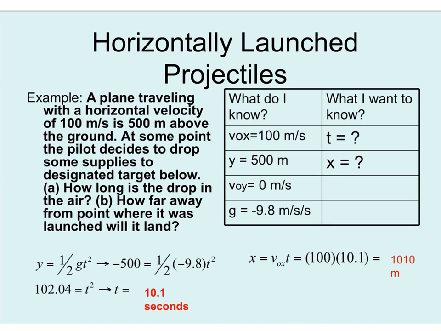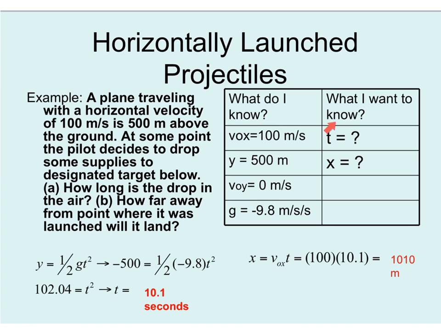Now, the first thing we know is that our horizontal velocity was 100 meters per second. We know the height was 500 meters. And we know that our initial vertical velocity was 0. Our gravity is 9.8 meters per second squared, and because we're dropping, it's a negative 9.8. What we do not know is our time period, or how long the drop is in the air, and we don't know how far away from the point from where it was launched it will land.